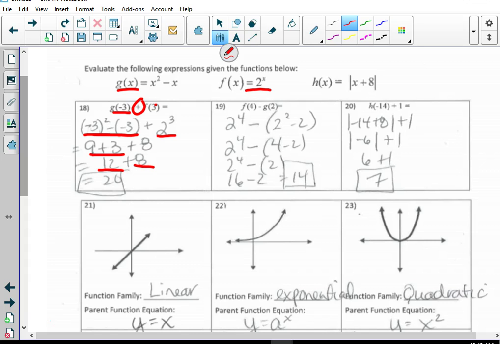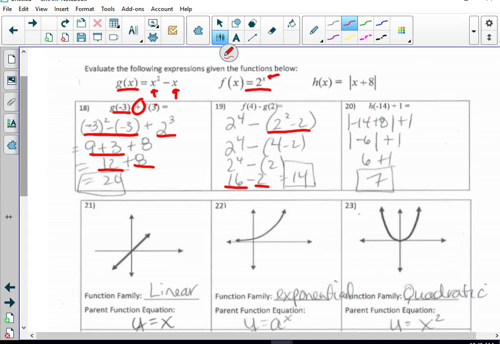Okay, F of 4. We're going to put the 4 right there. Minus G of 2. That means we're going to put a 2 here and here. 2 to the 4 gives us 16. That's one number. We leave it alone. We crunch our numbers here. 2 squared minus 2, which is 4 minus 2, which is 2. And then the last step, we finally subtract the 2 and get 14.